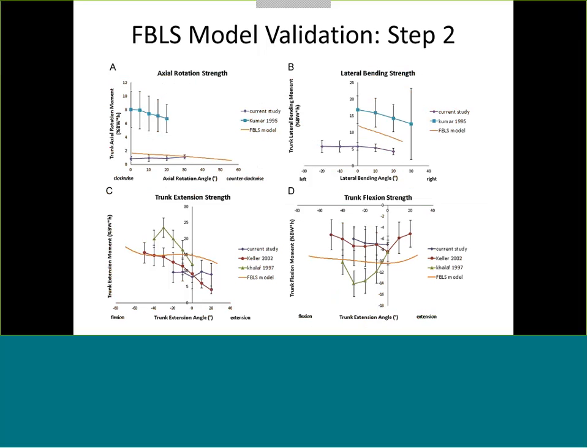So these graphs are showing the normalized maximal trunk joint moments in the model, which is represented as the solid orange line, compared to that experimental data that we collected and which was available in the literature. You can see that the general behavior of the model's moments compares well to experimentally measured data, and the model's moments generally fall within the range of the experimental data as well.